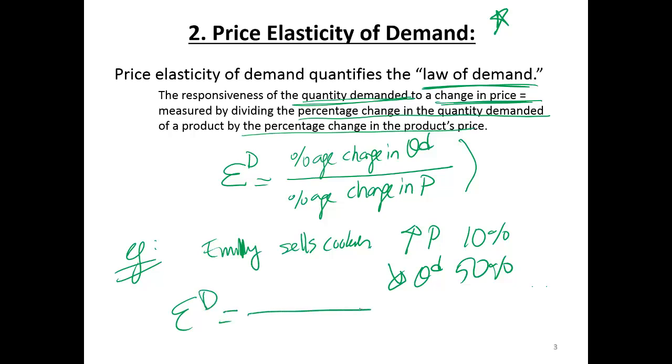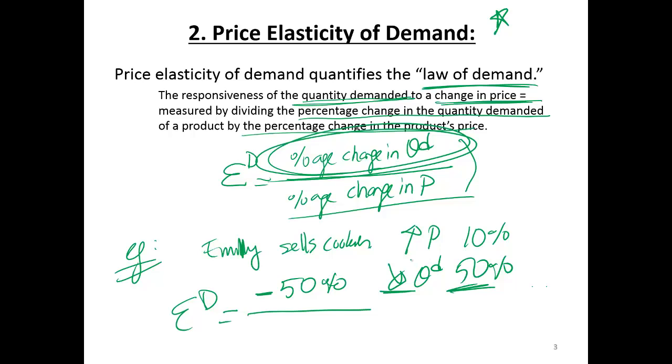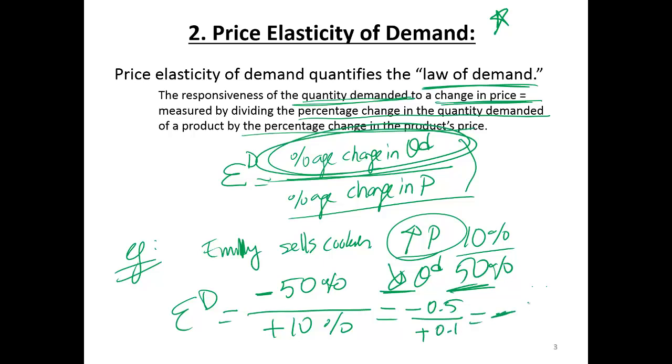Very simple. This is how we do. Percentage change in quantity demanded. It is 50, but because it went down, you need to have a negative sign, negative 50%. Divided by percentage change in price. Price, she increased it, so it's a positive 10%. Okay, negative 0.5, 50% divided by positive 0.1. So her price elasticity of demand is negative 5.